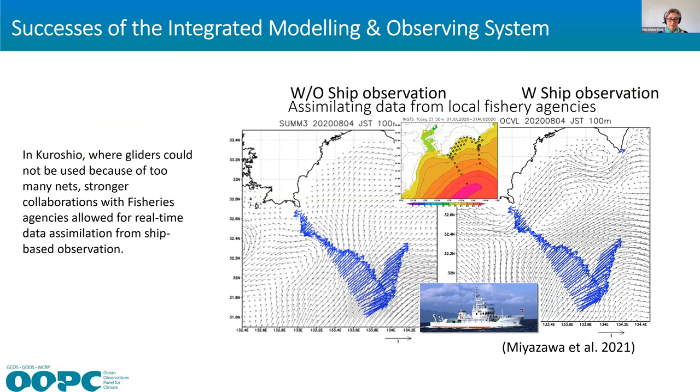An interesting thing that I found from the presentation by Dr. Miyazawa was they couldn't deploy gliders in the regions because of the lot of fishing activities and too many nets. And so what they have done, through increased collaboration with the fisheries, is design this very simple CTD sensor that the ships can use. And this information is relayed in real time through the data servers to the assimilating modeling community. And they're able to use these observations to improve their predictions, which is great.